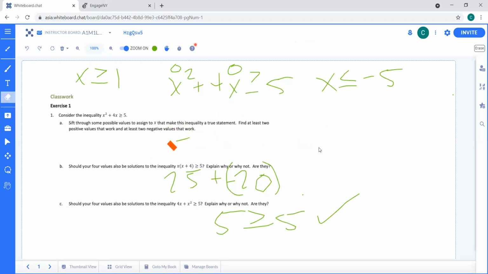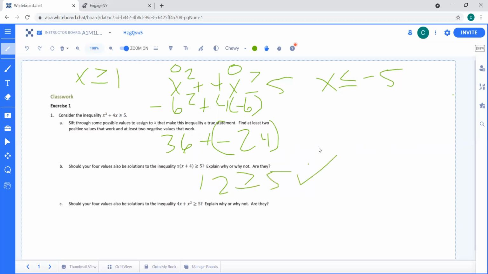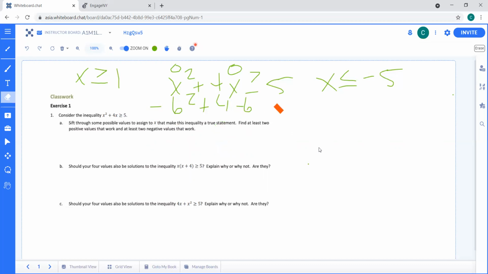And what I mean by that is, if I take negative 6, that's less than negative 5, right? So if I take negative 6 and plug that in, let's plug it in right here, does that equal something greater than or equal to 5? Well, negative 6 squared is 36 plus a negative 24. When I subtract that, I get 12. Is that greater than or equal to 5? Sure. So yeah, it's got to be less than. We tried negative 4, it wouldn't work. Negative 5 would, and negative 6 will. So x has got to be less than or equal to negative 5.